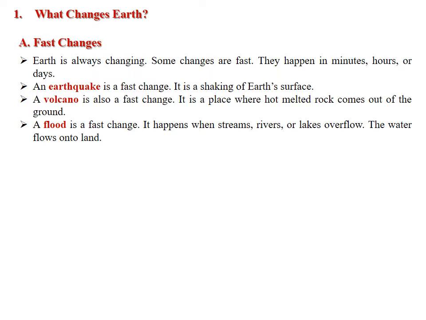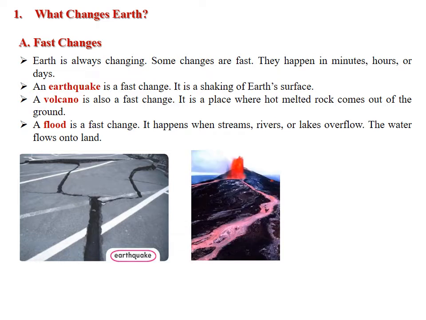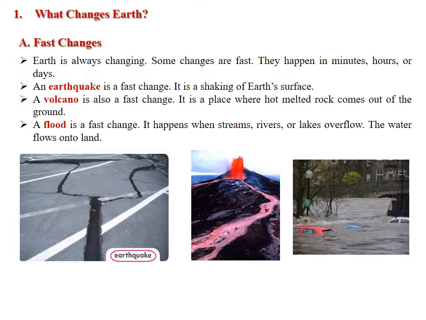We have three different types of fast changes. An earthquake is a fast change. It is a shaking of Earth's surface. A volcano is also a fast change. It is a place where hot melted rock comes out of the ground. A flood is a fast change. It happens when streams, rivers, or lakes overflow. The water flows onto land. So, here, the first picture shows an earthquake. The second picture shows a volcano. And the third picture shows a flood.